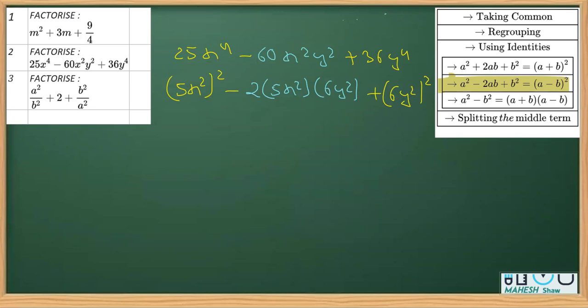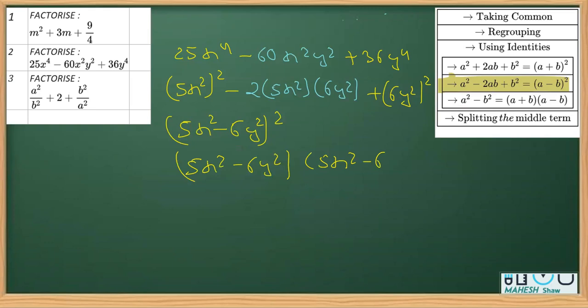Now in the next part, we can simply write this as (5x square minus 6y square) whole square. This is 5x square and this is 6y square. These are not perfect squares, like 5 and 6 are not perfect squares, so they cannot be split using the identity of a square minus b square. So this would be our answer, which we may write twice. This is how the second question can be done.